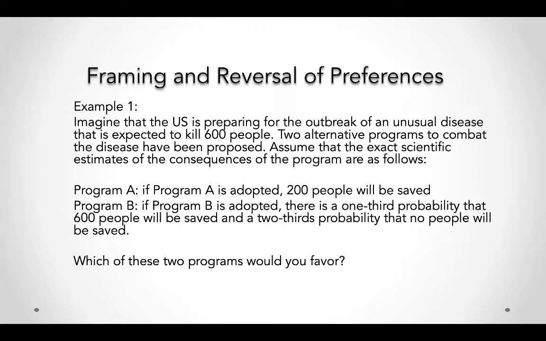Program A. If Program A is adopted, 200 people will be saved. If Program B is adopted, there's a 1/3 probability that 600 people will be saved and a 2/3 probability that no people will be saved. Which of these two programs would you favor? So write it down. What would you do, A or B in this case? Okay? Just write it down and we'll come back to it.